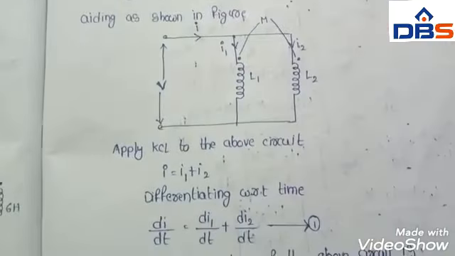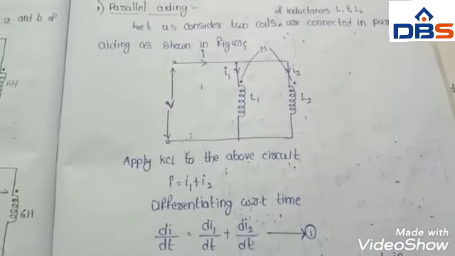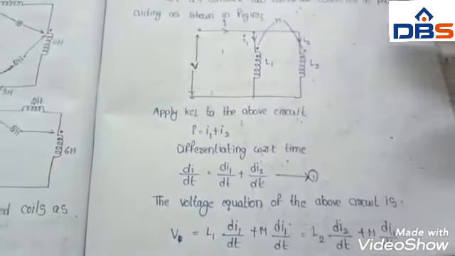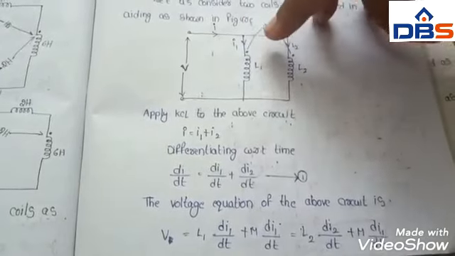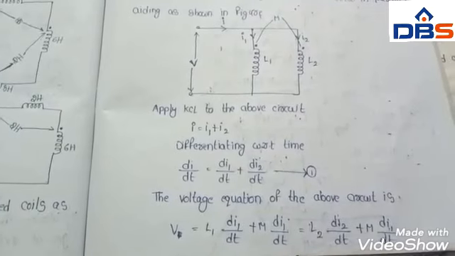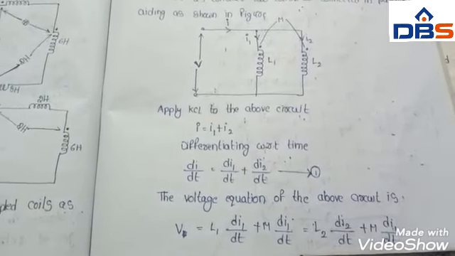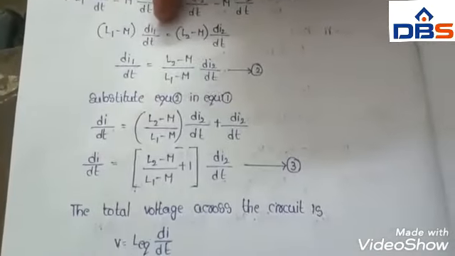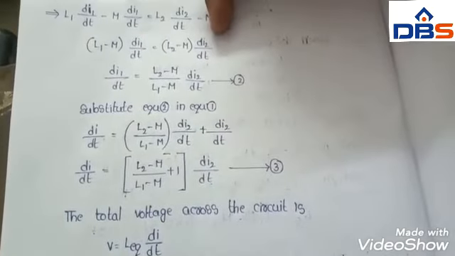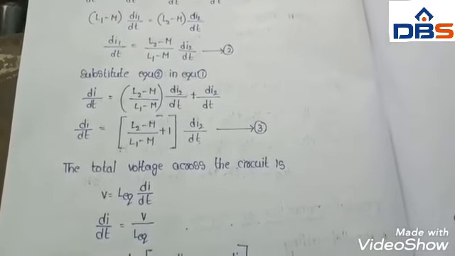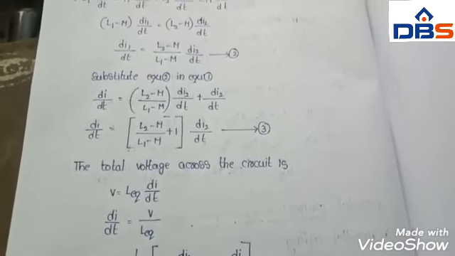Differentiating with respect to time, di by dt equal to di1 by dt plus di2 by dt, that is equation 1. Now the voltages are the same, V1 is equal to V2. So V1 is equal to L1 di1 by dt plus M di2 by dt. In a similar manner, V2 equal to L2 di2 by dt plus M di1 by dt. So rearranging, L1 minus M di1 by dt equals L2 minus M di2 by dt, so di1 by dt equal to L2 minus M by L1 minus M into di2 by dt.